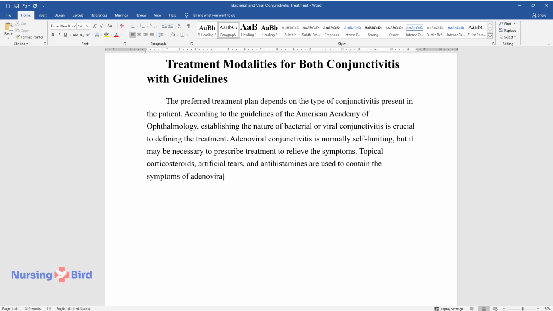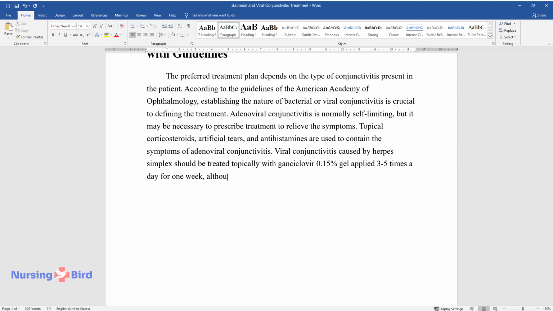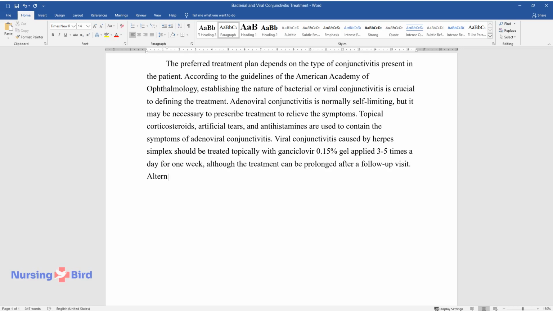Viral conjunctivitis caused by herpes simplex should be treated topically with ganciclovir 0.15% gel applied 3 to 5 times a day for 1 week, although the treatment can be prolonged after a follow-up visit. Alternatively, oral valacyclovir 500 mg or famciclovir 250 mg can be taken twice daily.